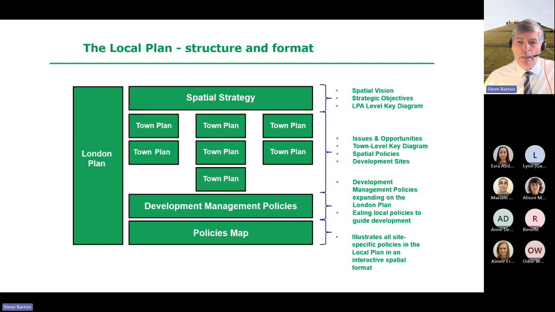The bulk of the plan is in chapter four, which is the seven town plans, including obviously Northolt. That sets out how that borough-wide spatial strategy will be implemented in each of the different geographies of Ealing, together with a suite of development sites, those places where we think development is most likely to happen over the next 15 years. Chapter five is a perfectly formed set of development management policies. These are the criteria-based policies allied with the London Plan that are used to help determine individual planning applications.